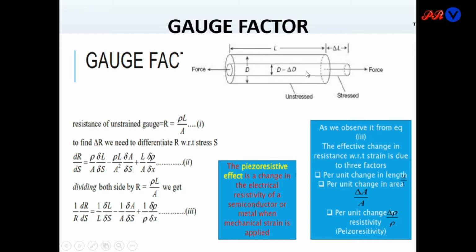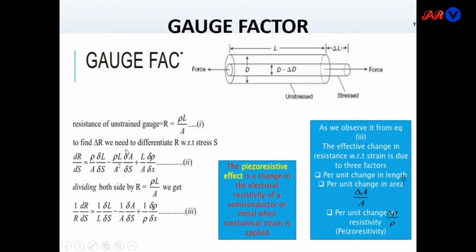under stressed condition. So the resistance of the unstrained gauge is R equals rho L by A, where rho is the resistivity, L is the length of the circular strain gauge, and A is the cross-sectional area of this circular strain gauge. We will find the change in the resistance. So we are applying here force or strain.